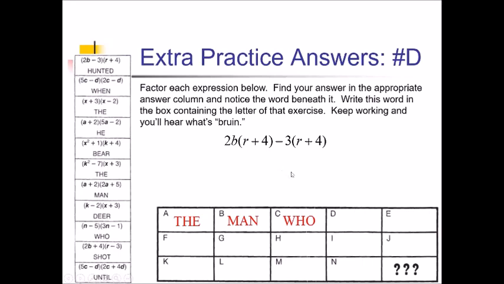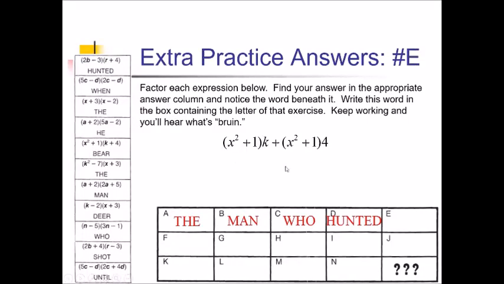For question number D, this time around we have a common factor of r plus 4, same parentheses in both cases, so we'll yank that out of there. And now I've got a 2b and a minus 3 left over. So let's see, r plus 4, 2b minus 3, where would I find that? That's the very first one right here at the top. So we have hunted for that one.